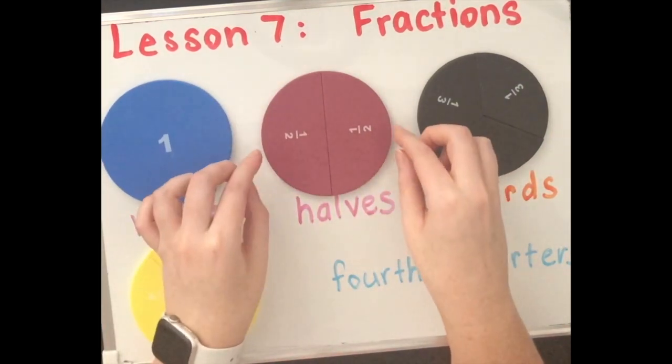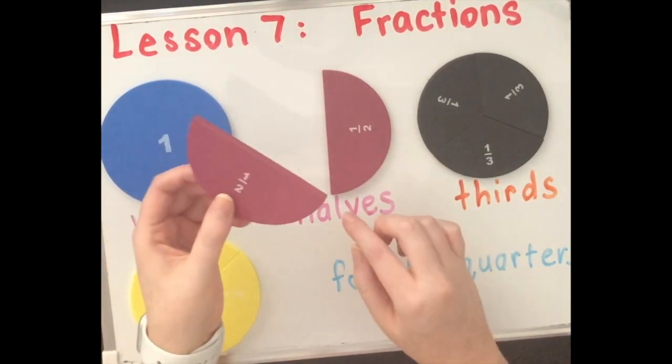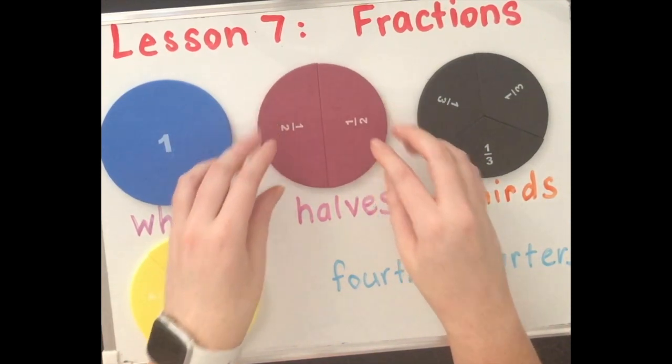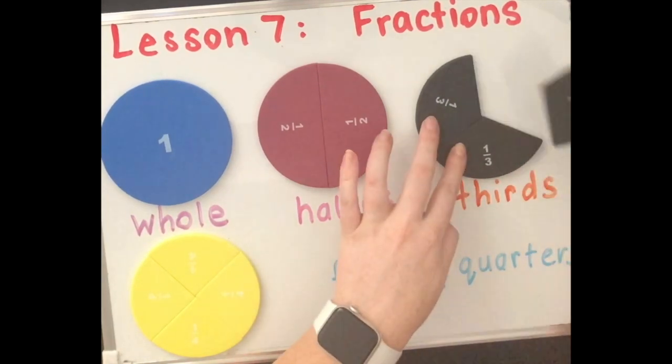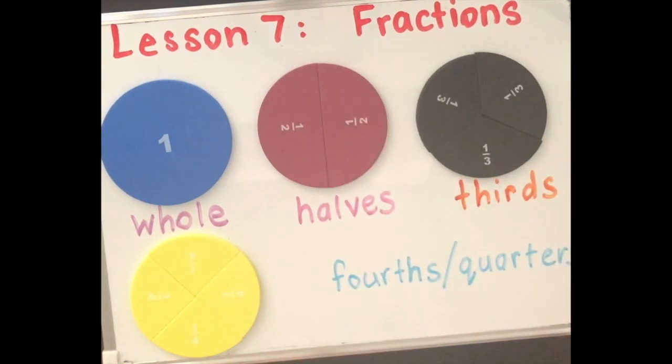This circle has been split into halves. 1/2 with F, H-A-L-F, 2 halves. Okay, we learned that in making plurals. 2 halves with V-E-S. Here, this circle has been split into 3/3. That is when we split our whole shape into 3 equal pieces. We call them thirds. And the last fraction we're going to be learning this week is fourths or quarters. That is when we split one whole into 4 pieces.